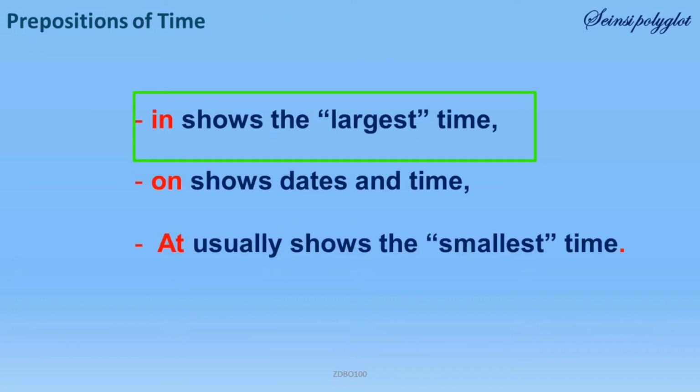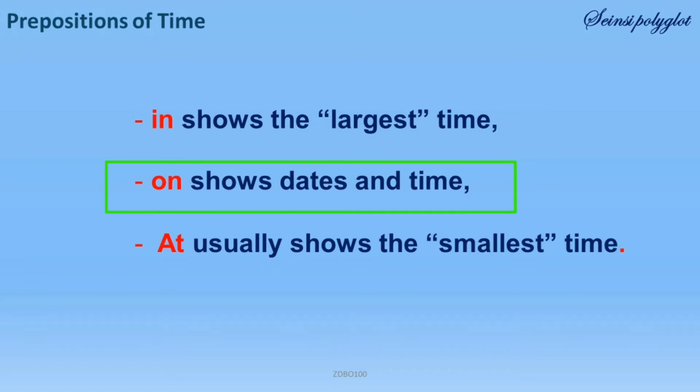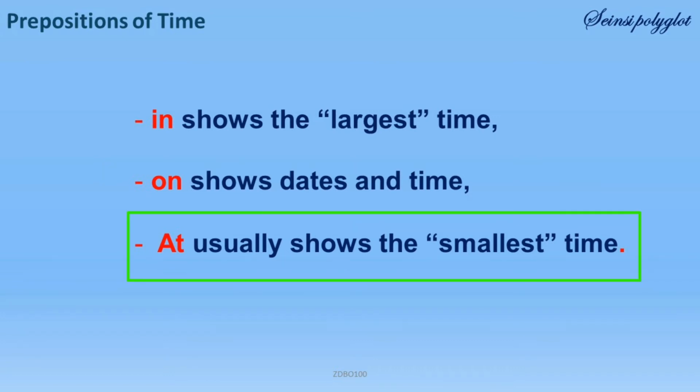In summary, we use "in" to show the largest time, "on" for dates and days, and "at" usually shows the smallest time.